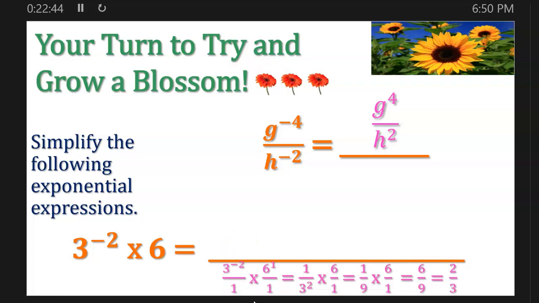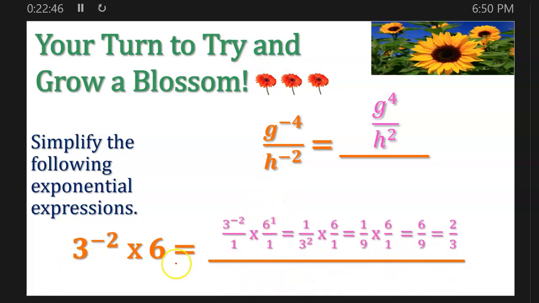And then we have 3 to the negative 2 times 6. So the first thing we're going to do is turn that 3 and that 6 into fractions. So we're going to place those over 1, then flip them to their reciprocals, and the negative exponent will go away on this 2. And then we go ahead and multiply that 3 squared out, which gives us 1 over 9, and then multiply across the numerators, which gives us a 6. And across the denominators, which gives us a 9. This fraction 6/9 can be reduced again by dividing by 3 in the numerator and the denominator to obtain our final answer of 2/3.